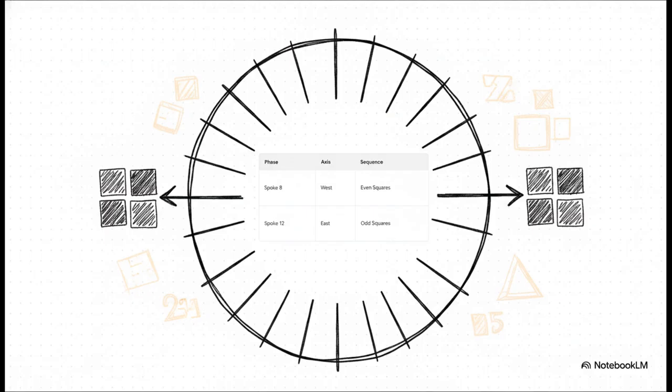The source material maps out 16 highly specific forensic spoke phases, and when we distill all that dense data, an unbelievable pattern emerges. On spoke 8, which points straight west, we find all the even squares: 16, 36, 64, 100. Then on spoke 12, pointing east, we find all the odd squares: 9, 25, 49, 81. The perfect squares are literally sorting themselves out automatically along the horizontal cardinal axes.